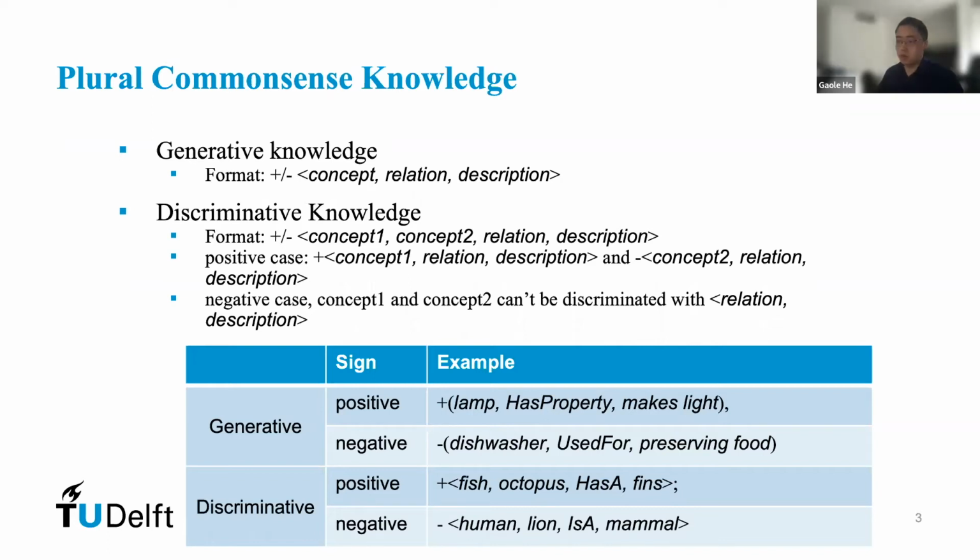For example, we can see that fish and octopus can be distinguished with has a fin, because fish always has a fin, while octopus does not. But meanwhile, we know that both human and lion are mammals, so we cannot discriminate human and lion with the attribute is a mammal.